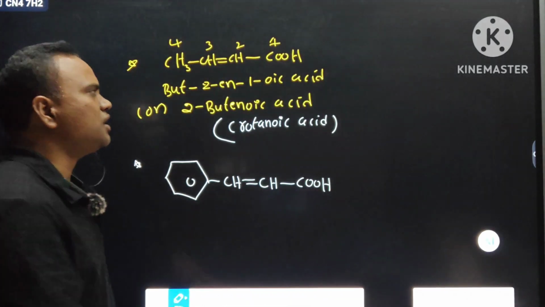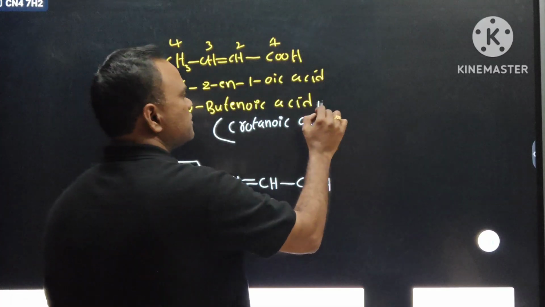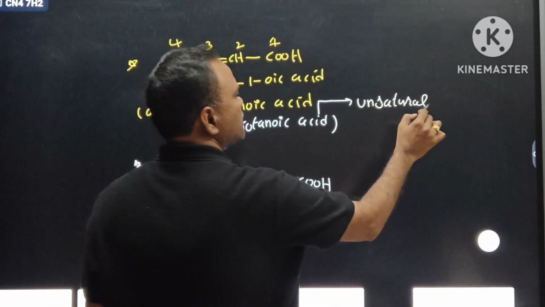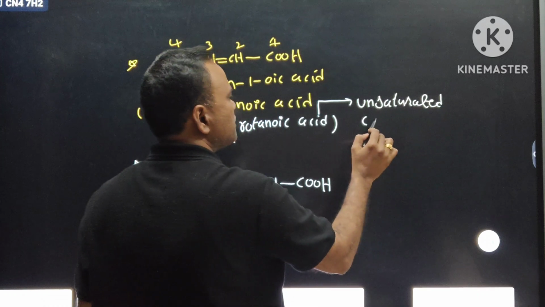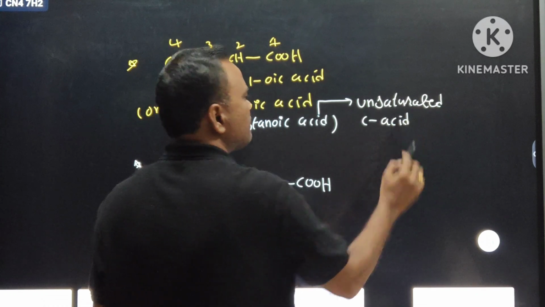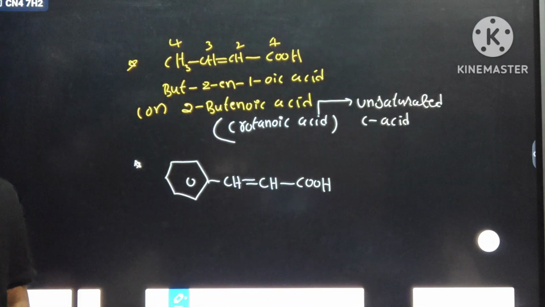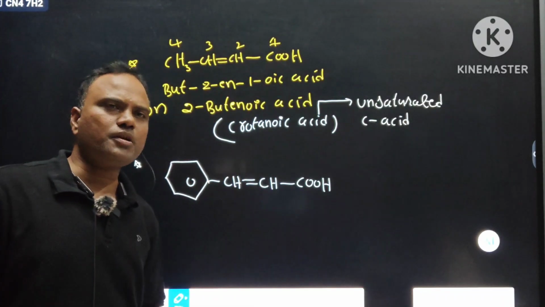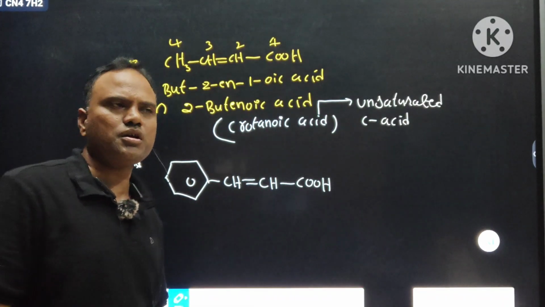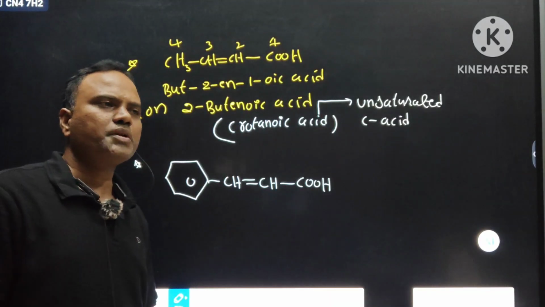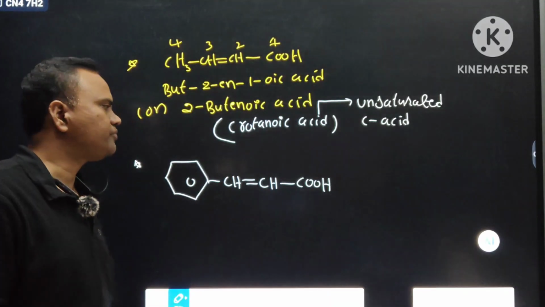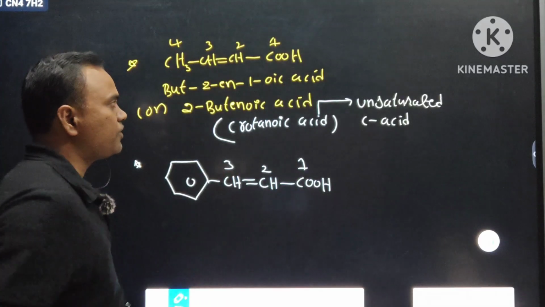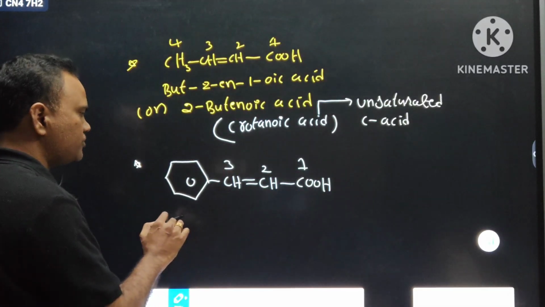Which of the following is an unsaturated carboxylic acid? Unsaturated C acid. C acid is called carboxylic acid. Why is it unsaturated? A carbon-carbon double bond is present. Unsaturated compounds contain double bonds or triple bonds. Similarly, 1, 2, 3. First give the IUPAC name.